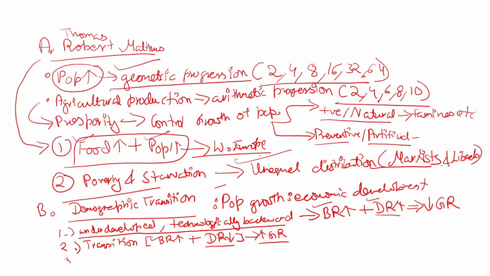And the last stage is the one that is technologically advanced. What does this mean? This means that we have low birth rate and we have low death rate. So ultimately, this will also result in low growth rate. Fine?